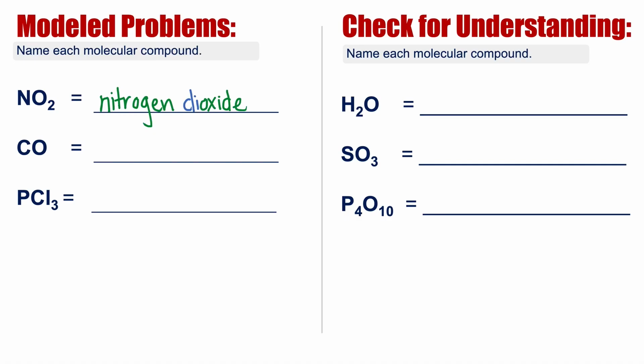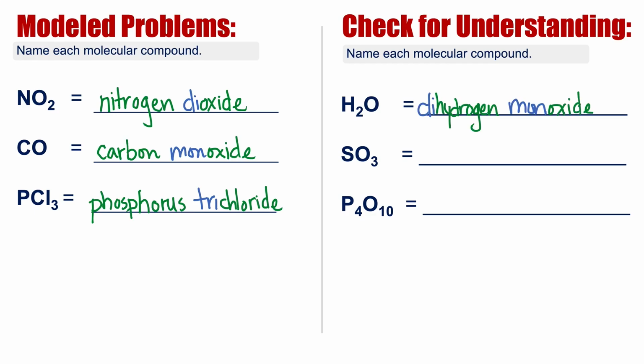This next example is good because it shows you both of those special prefix rules being followed. Carbon stays the same. There's only one carbon. It's the first thing in the formula, so I don't put mono in front of it. Oxygen becomes oxide. There's only one oxygen, but it's the second thing in the formula, so I put mono in front of it. I also have to drop the O at the end of mono before I add it to follow that special rule when adding prefixes. Last model problem, phosphorus stays the same, chlorine becomes chloride, and I put a tri in front of it, so I get phosphorus trichloride. I want you to now go through and try the check for understanding problems.